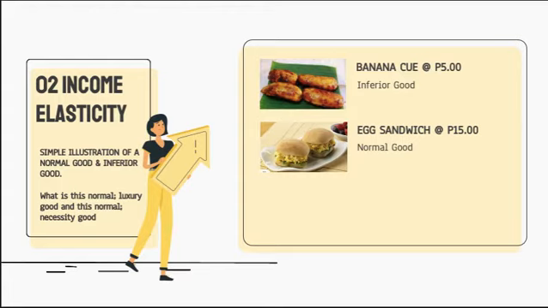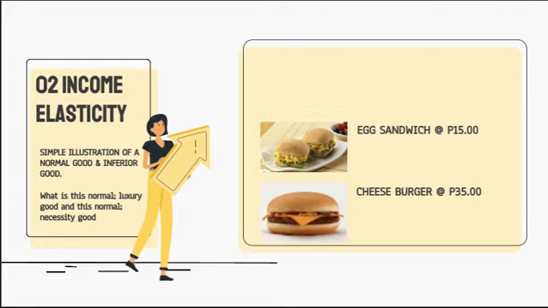Why did the banana cue become the inferior good? It is because Professor X may choose the sandwich over banana cue, and it has lesser cost in relation to his budget. Now, when the income increases, there is a tendency that the taste and preference of an individual may change. It may happen that Professor X's choices of snack may change between sandwich and cheeseburger. Now, the sandwich became the inferior good and the burger became the normal good.